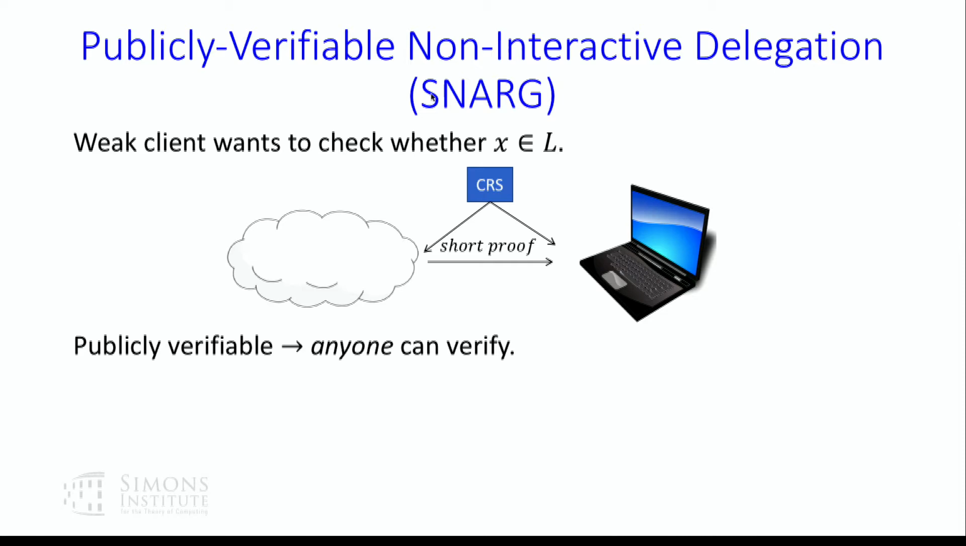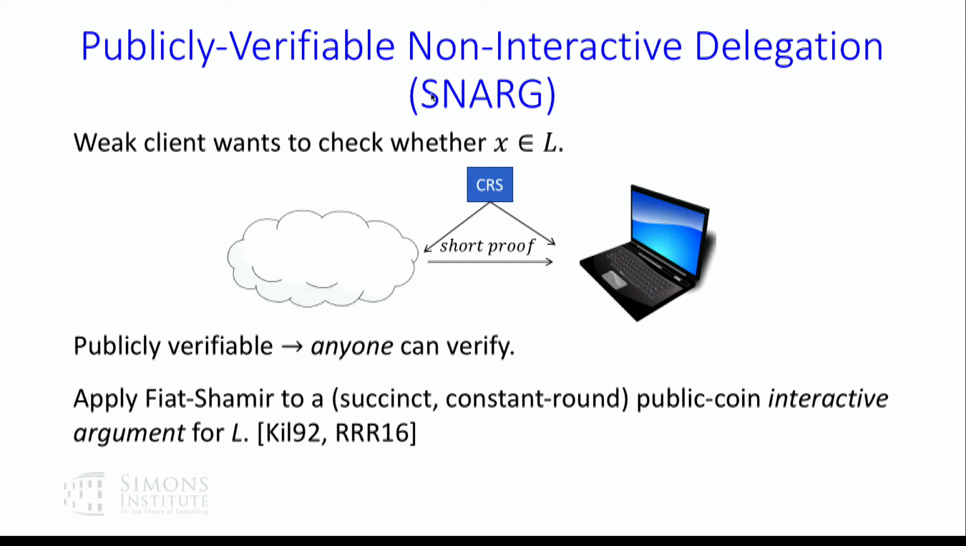So one way that you can get such a scheme is by applying Fiat-Shamir to the analogous object, except with interaction. So public-coin interactive arguments with very low communication. And we have these things either in the computational setting, the Kilian protocol and its derivatives, or in the proof setting as well, either the GKR protocol or the RRR protocol for bounded depth and bounded space, respectively. And so you can apply Fiat-Shamir to any of these things and get a candidate SNARG for some complexity class.